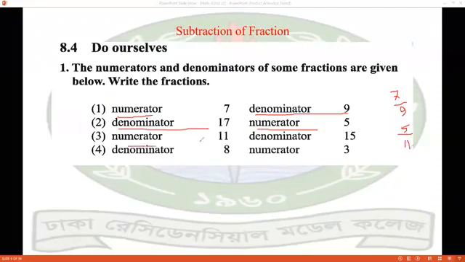Here numerator 11 and denominator 15, so the fraction will be 11 by 15. Here denominator 8 and numerator 3, so the fraction will be 3 by 8. This is an easy matter. You can write it.